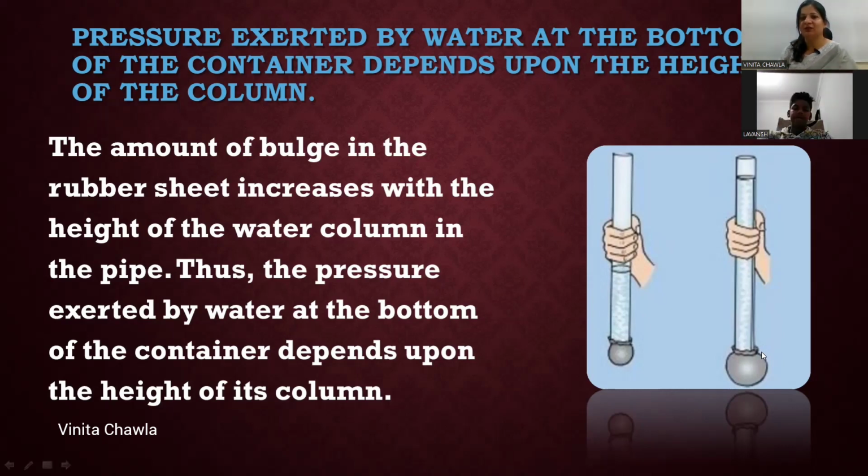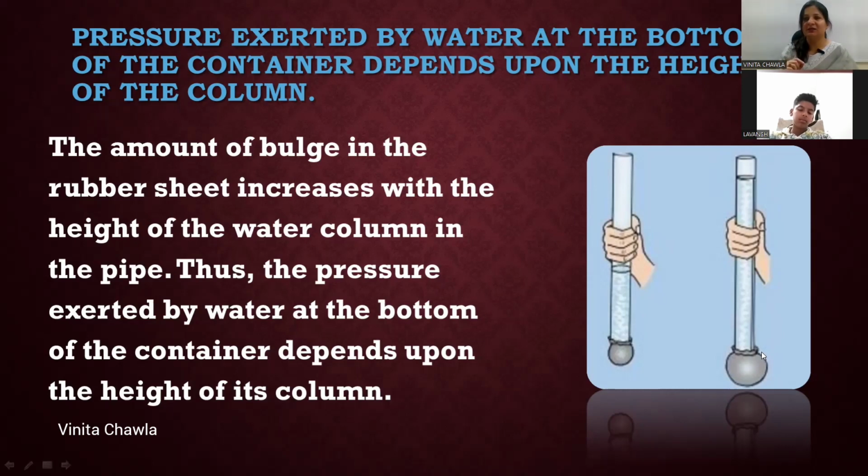So the amount of bulge in the rubber sheet increases with the height of the water column in the pipe. Thus, the pressure exerted at the bottom of the container depends upon the height of the column.